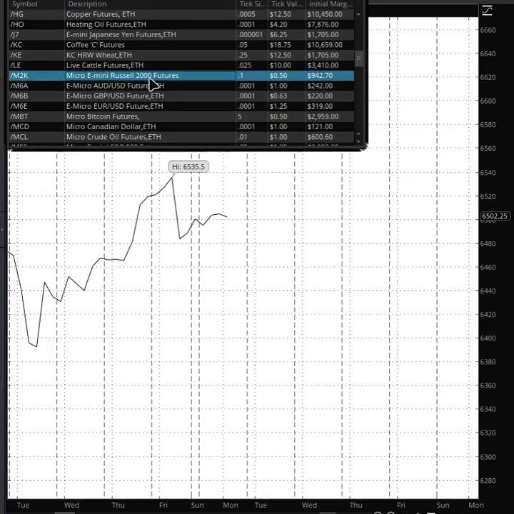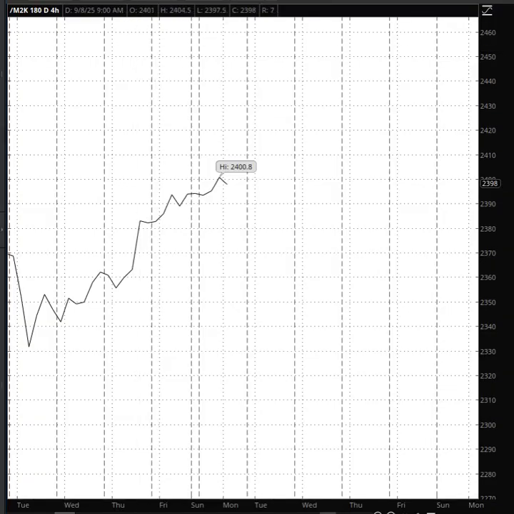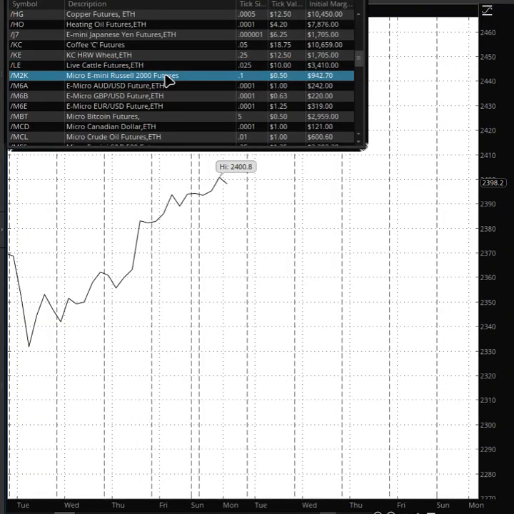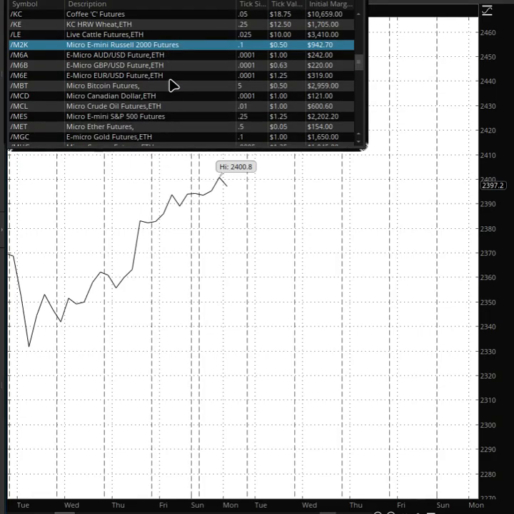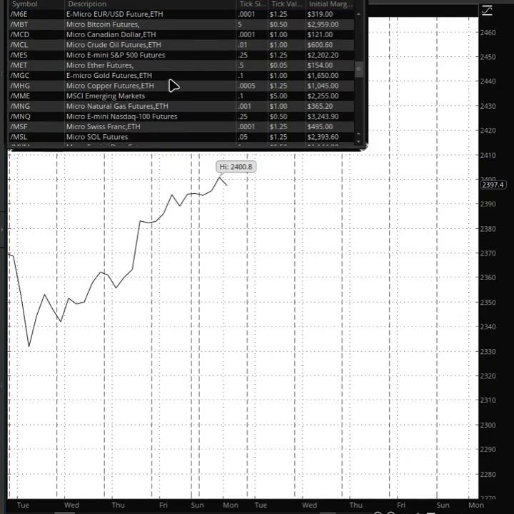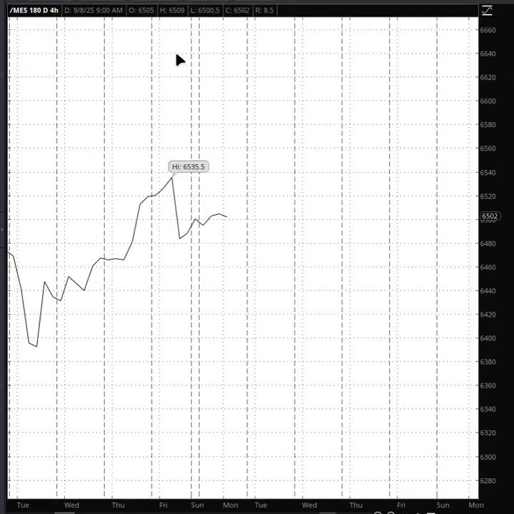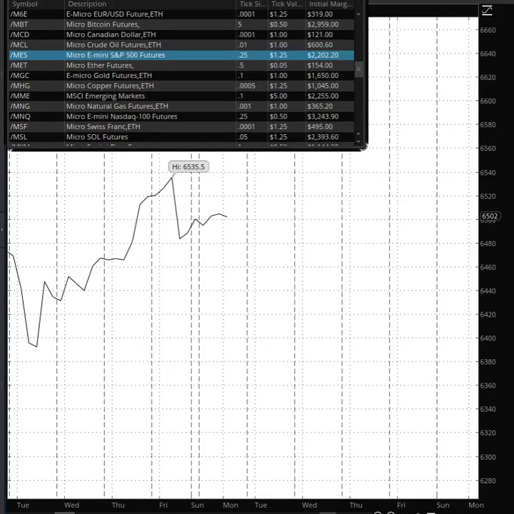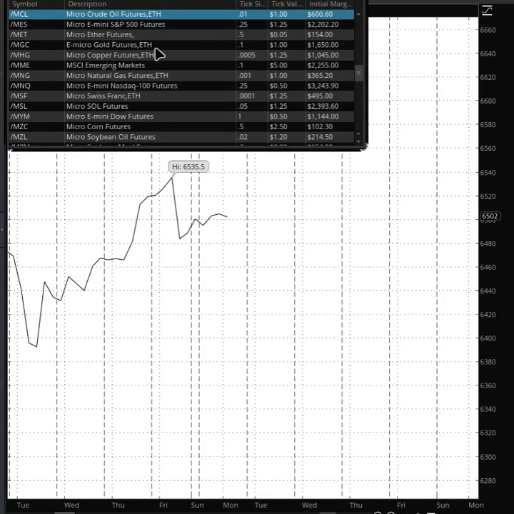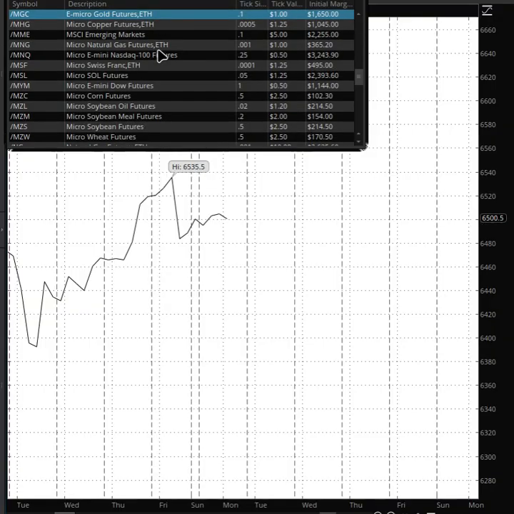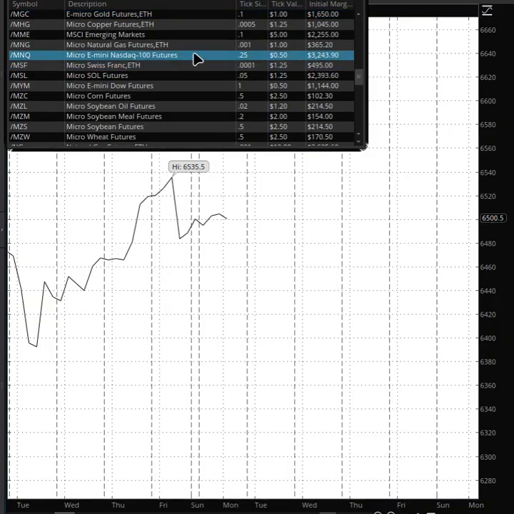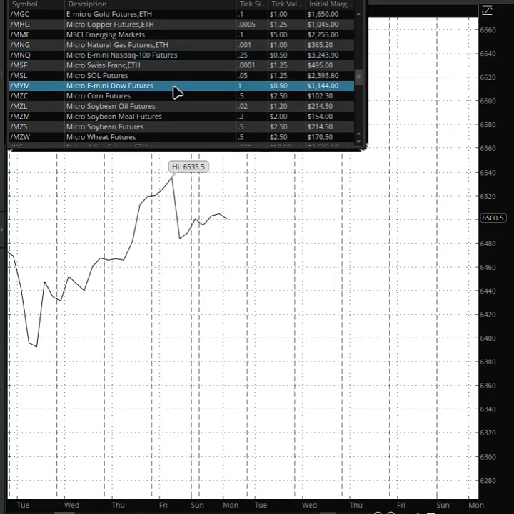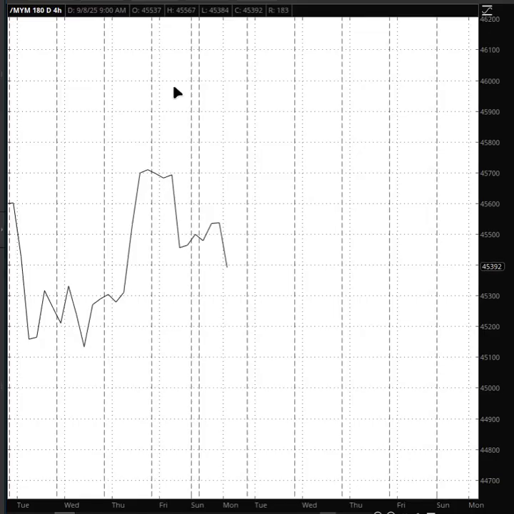E-mini Russell, I'm not sure if we included that. Oh, we just did. Okay. You have the Bitcoin in there. E-mini. Oh, we have the micro one here, MES. We forgot about that. Okay, we have that. So we have quite a few here. I think we have the E-mini. We have the E-mini Dow.